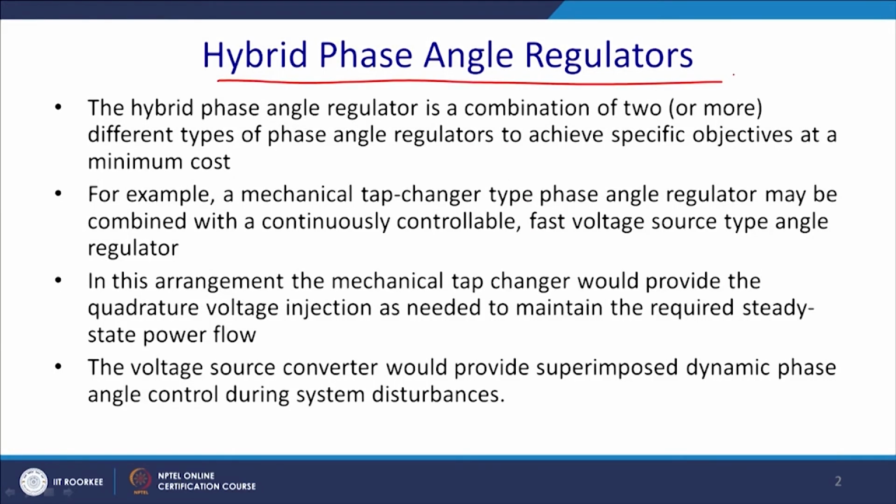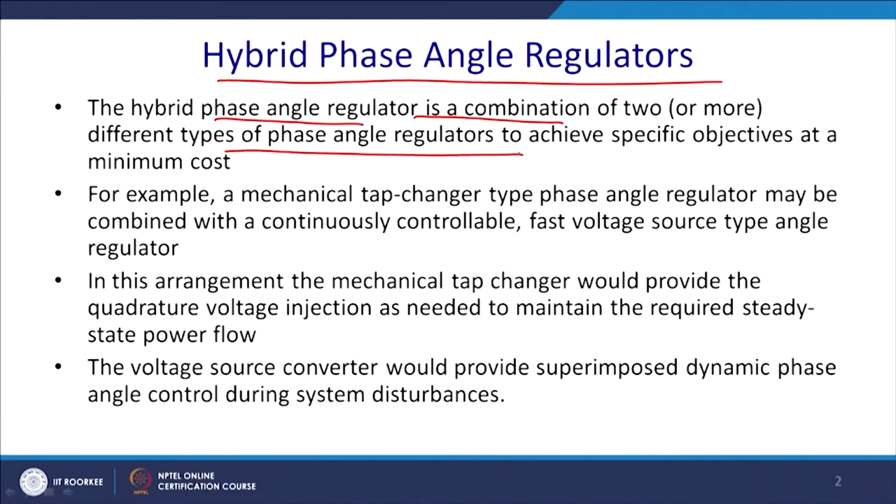So, this is called the hybrid phase angle regulator. We have seen that in most cases the voltage is injected in quadrature to shift the phase. Then can we do something so that we can inject at any phase and optimal compensation can be achieved? In that case, we consider a hybrid phase angle regulator.